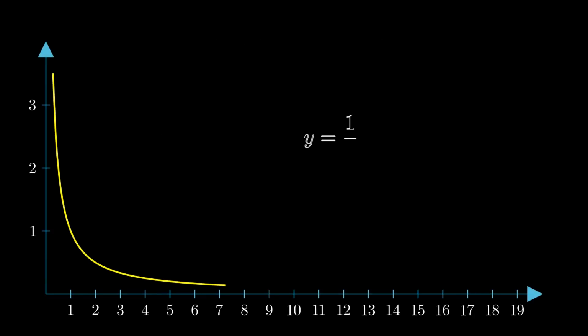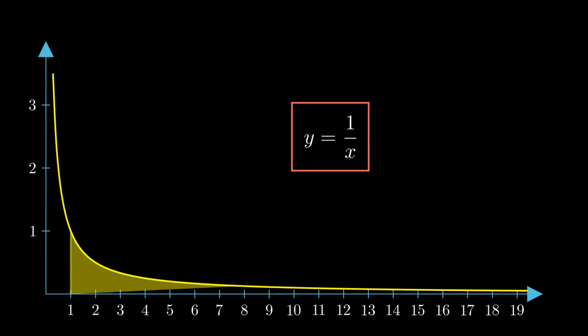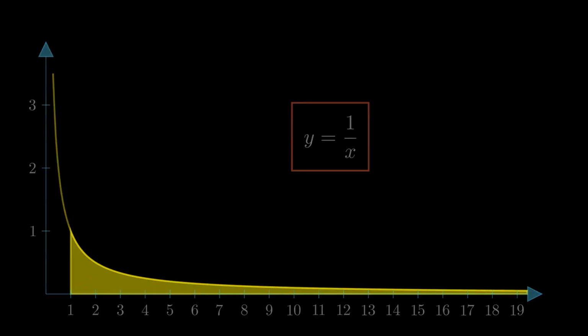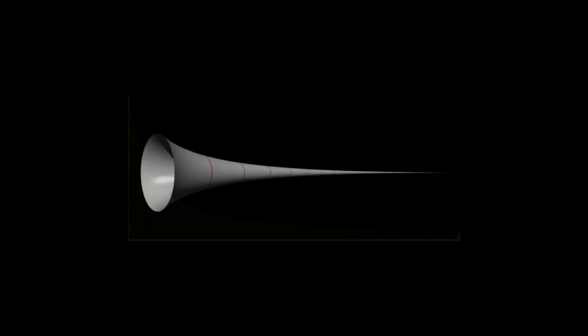Consider the function f of x equals 1 over x. Now, take the region under this curve from x equals 1 to x equals infinity and rotate it around the x-axis. The result is a three-dimensional shape that extends infinitely in one direction. This is Gabriel's horn.